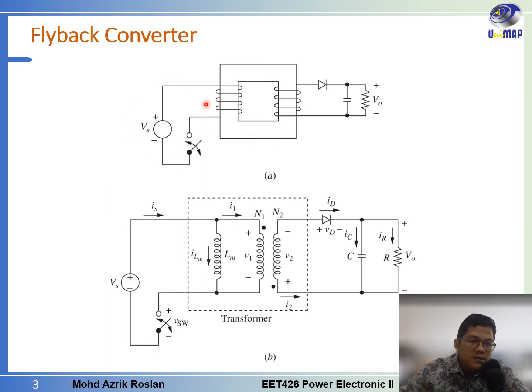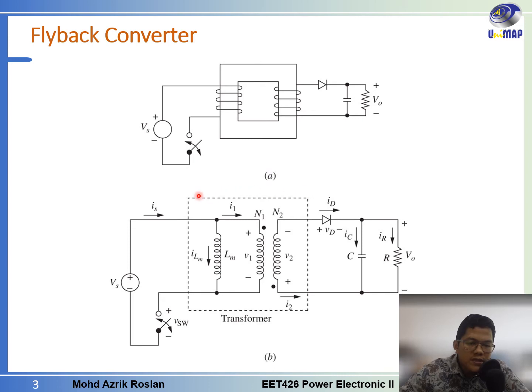Okay, basically this is how the flyback converter will look, with the transformer in place here. So we have the input supply, we have the switch here, and this one is connected to the primary winding. Okay, and then we have the core of the transformer and then it is connected to the secondary winding. Here we have the diode to ensure the current flows in one direction. We have the capacitor here, the output capacitor, and then we have the load side here.